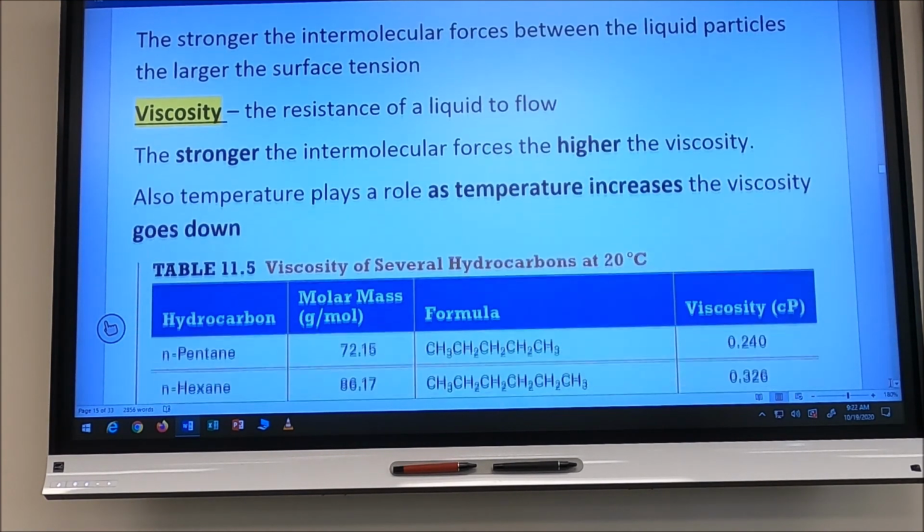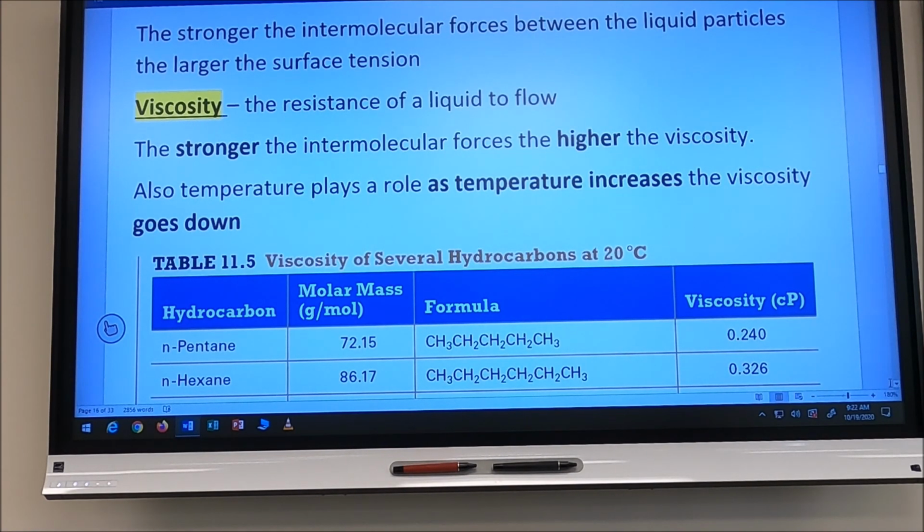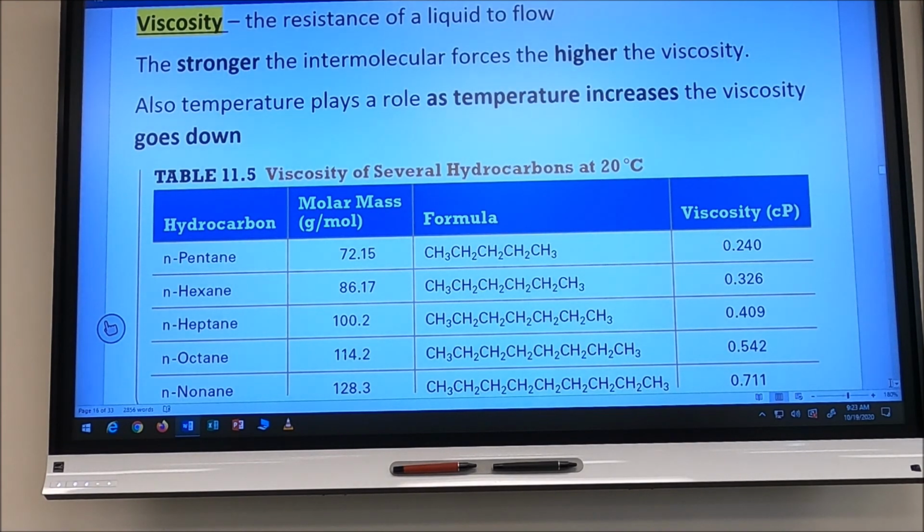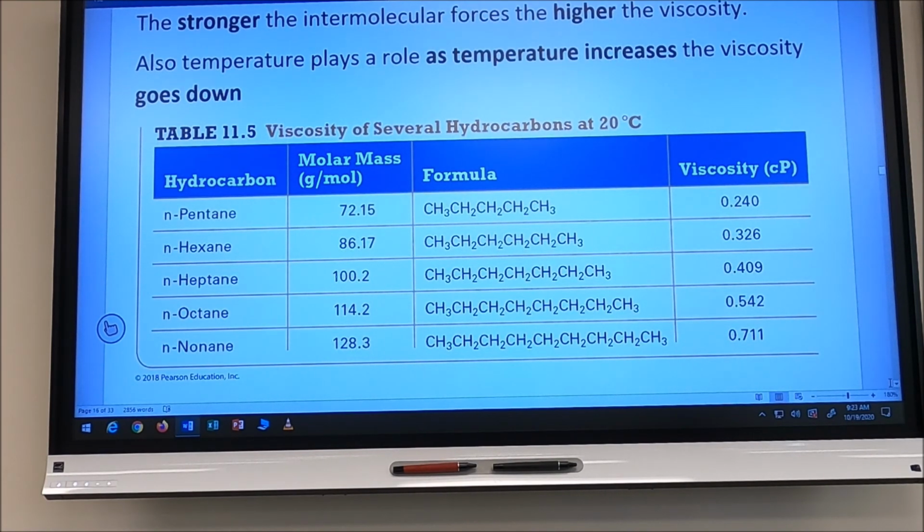Okay? Next up on our hit parade is viscosity. Viscosity is the resistance of a liquid to flow. The stronger the intermolecular forces, the higher the viscosity. Also, temperature plays a role. As temperature increases, because the particles have more energy on average, you see viscosity go down. Think about heating up maple syrup or putting Karo syrup in the fridge, and you know how slow it pours when you get it out, and then if you warm it up, it pours better.